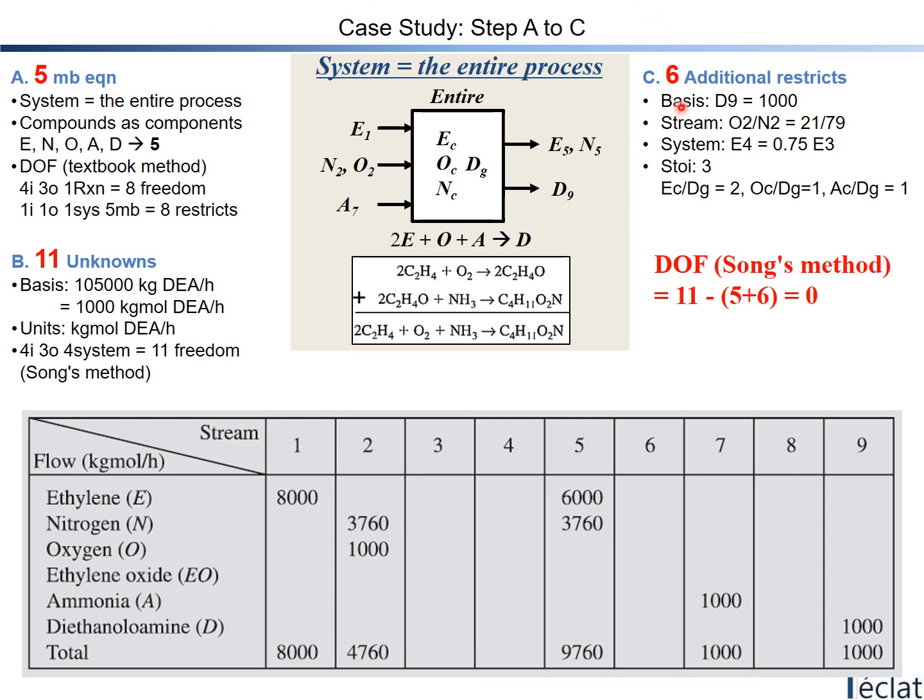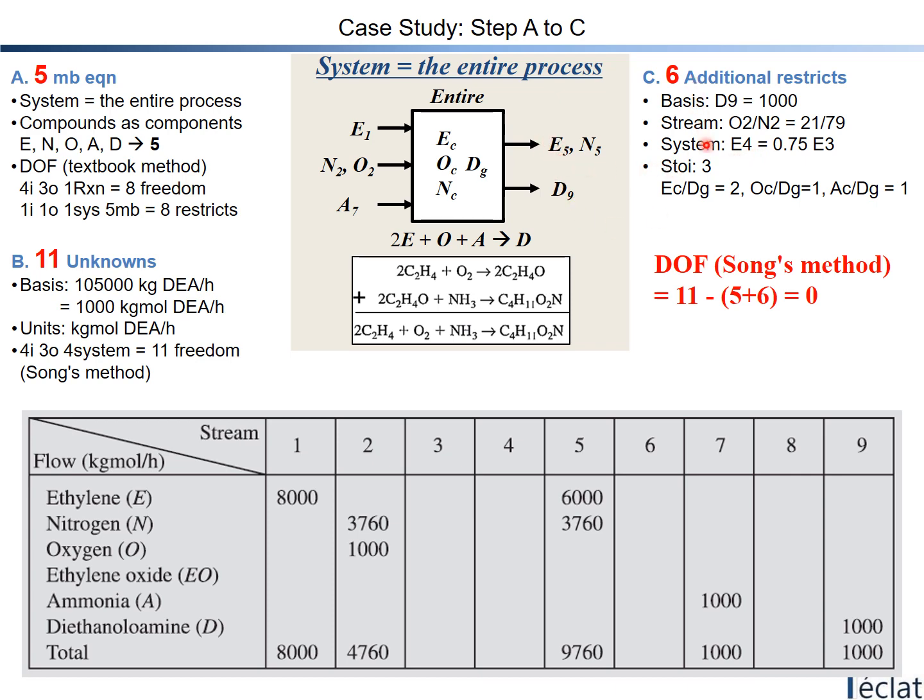Let's go to step C for finding additional restricts. So the basis, 1000. This is a restrict. And the stream composition, right? And the system variable is only that 25% of ethylene is reacted with the other reactants. So you can find that 75% of the raw material ethylene is remaining in the output stream. That is E4. Actually, E5. Yep.